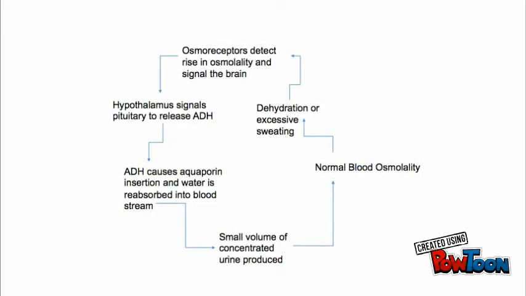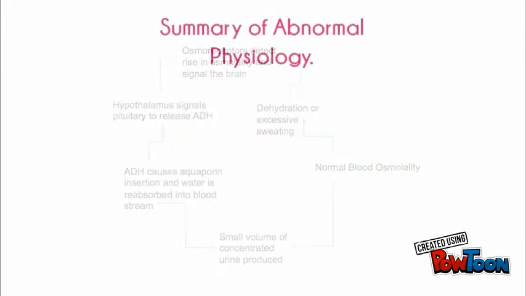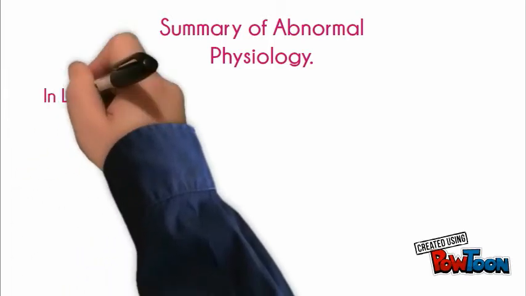In the second way, you are either dehydrated or have excessive sweating. The osmoreceptors detect the rise in osmolality and signal the brain. The hypothalamus signals the pituitary to release ADH. ADH causes the aquaporin insertion and the water is reabsorbed into the bloodstream, and a small volume of concentrated urine is produced.